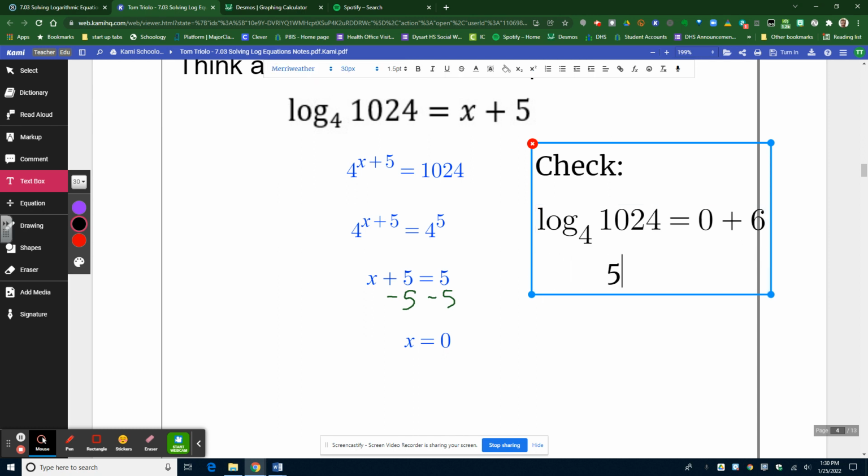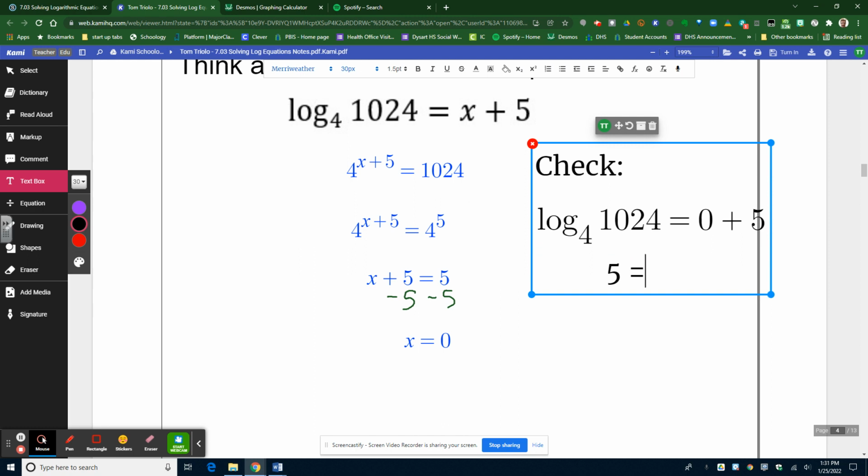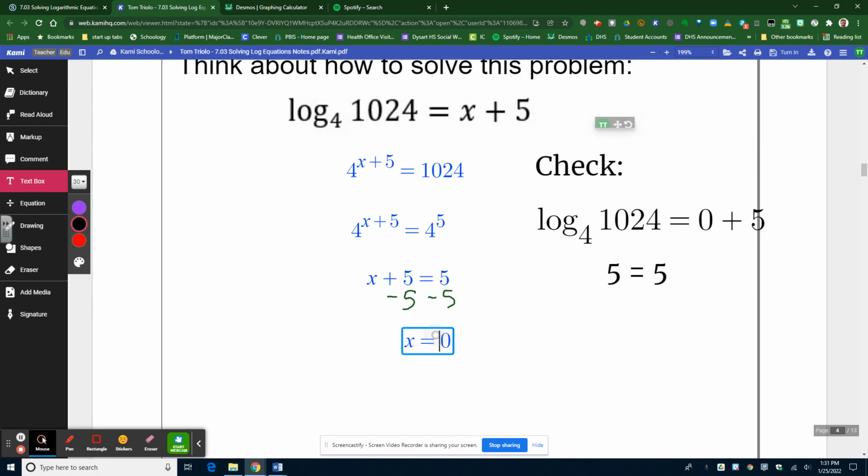So 5, and what's 0 plus 5? 5. So 5 equals 5. I know my answer is true. So you know me, I like to go back over here, go to the paint can, and this means I have checked the problem. Now, I recommend at least checking in your head. I don't physically need to see the check unless on a quiz or test I say show the check. Okay? But a couple of these today, we're definitely going to be doing the check.